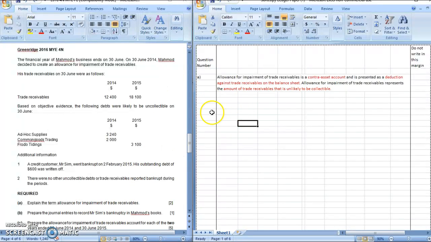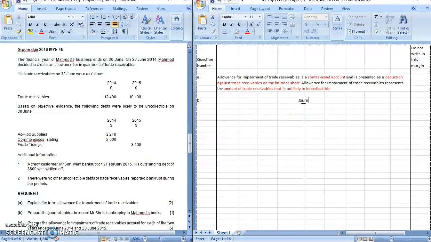Next, in part B, you are to prepare the journal entries to record Mr. Sim's bankruptcy in Mahmood's books. So Mr. Sim is our customer and he got bankrupt. So here is the information, if you look, find where Mr. Sim is in the additional information. In additional information 1, it says that Mr. Sim went bankrupt on 2nd of February 2015. His outstanding debt of $600 was written off.